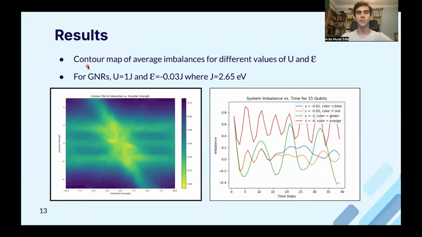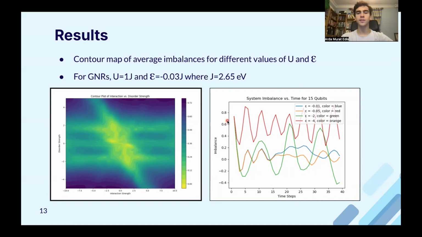We plotted contour maps of average imbalances for various different values of interaction strength U and on-site potential epsilon. And we found that for the values associated with graphene nanoribbons, which are U equals 1J and epsilon equals negative 0.03J, where J equals 2.65 electron volts, the system roughly corresponds to around here, which is yellowish green, which indicates a roughly zero system imbalance. Hence, we have showed that the edges of graphene nanoribbons are thermalized.